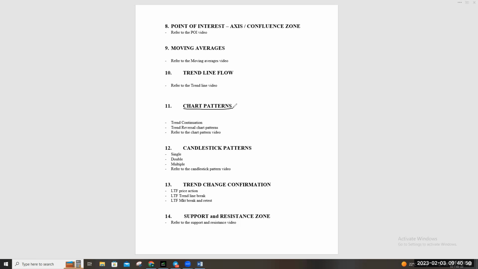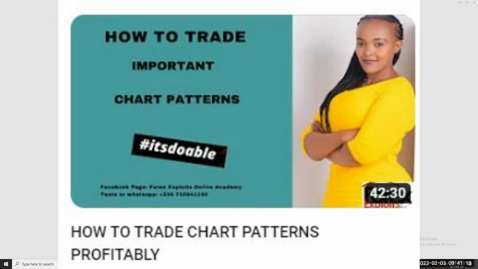At the exhaustion of the trend, they will serve as trend reversal patterns. So we do not have patterns that are specifically for trend continuation or trend reversal. They may serve any purpose. It only depends on where they show up. At what stage are they showing up on your trend? And of course, I have a video on chart patterns. Therefore, you can always refer to that video to learn the most popular and also the most reliable chart patterns that you can use.